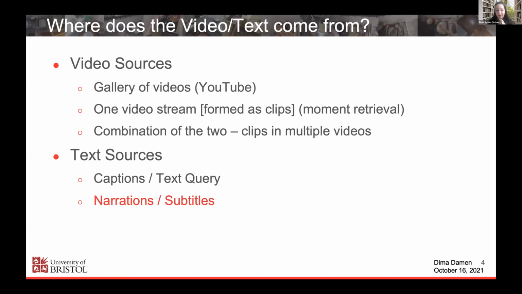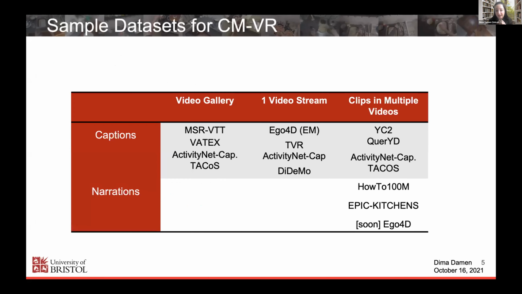Right, so with these video sources and text sources, I tried to put some of the data sets that we all play with into this table that describes the video gallery, the one video stream, and the clips, and some of the data sets. Most of the data sets are caption based, even data sets that come from YouTube, like YouCook2, where the narrations that come from YouTube are not used, and then they're captioned again by someone describing what's happening in the video. As I said, my interest, because of my involvement in Epic Kitchens and also Ego4D, which I'll tell you a little bit about, is more on the narration side, which I believe is a lot more scalable to collect, but also has its challenges due to the short nature of the narrations.